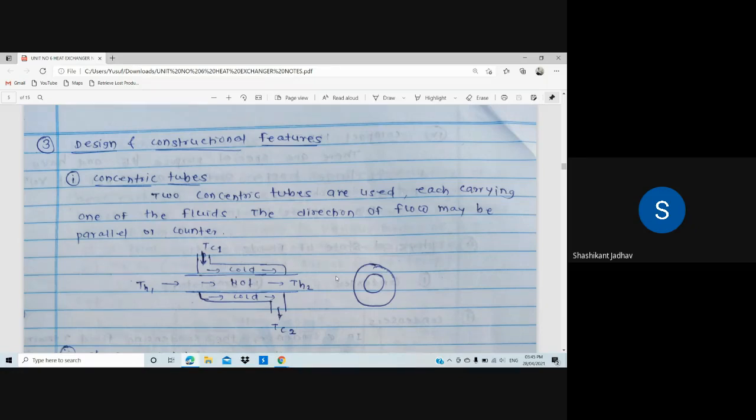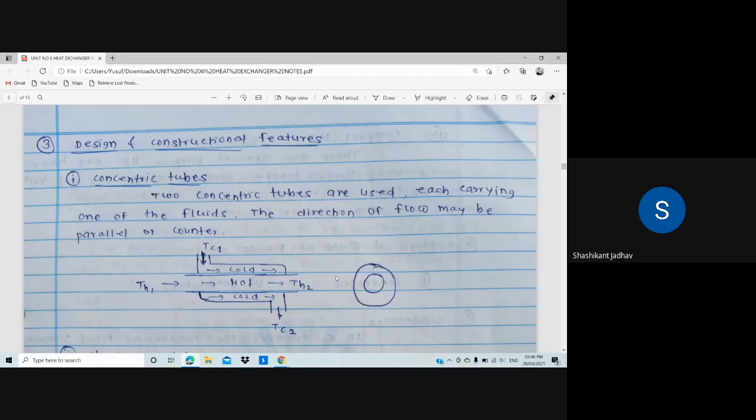Classification of heat exchanger according to the relative direction of the fluid motion. Relative direction of the fluid motion. Okay, then write down the third type, the third classification, according to the design and constructional features.